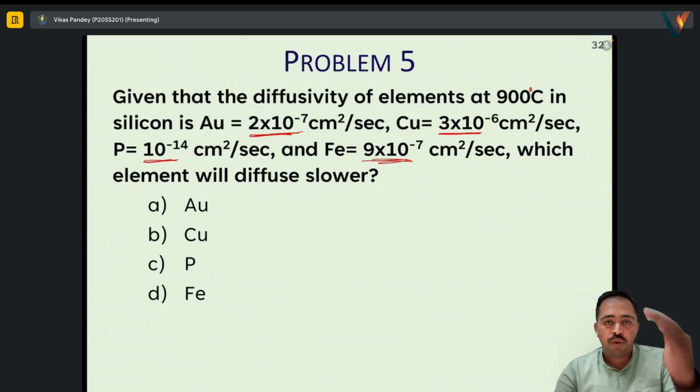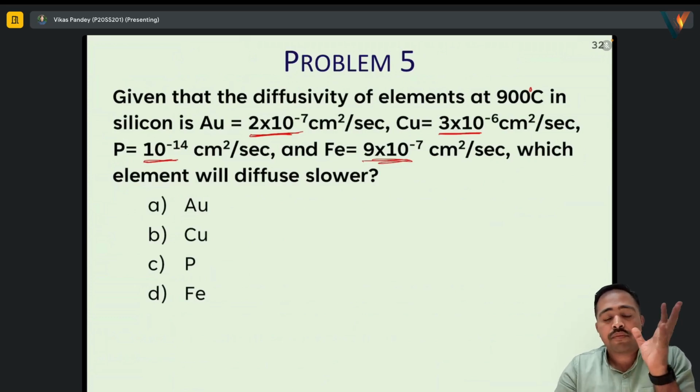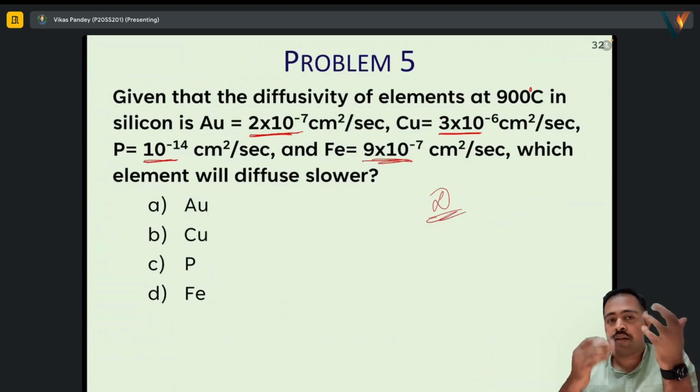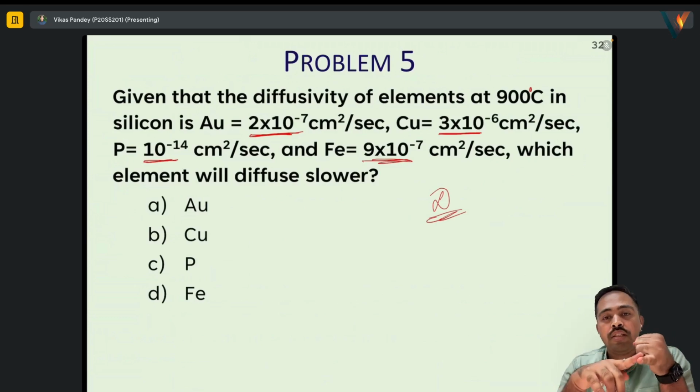So all of these are at the same temperature. These are values of D for specific materials. For gold, it is given as 2 into 10 to the power minus 7. For copper, it is 3 into 10 to the power minus 6. For phosphorus, 10 to the power minus 14, and for iron, it is 9 into 10 to the power minus 16.